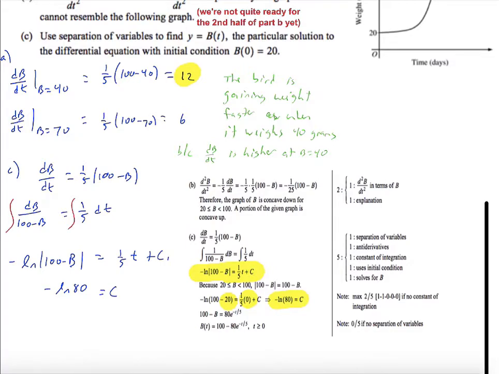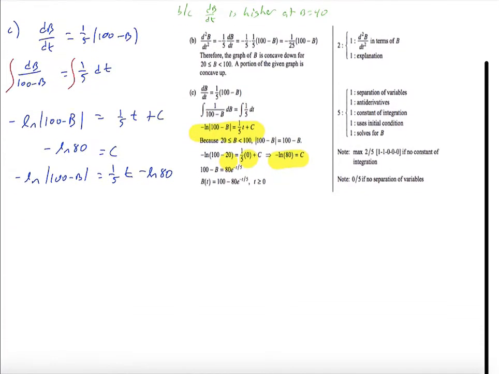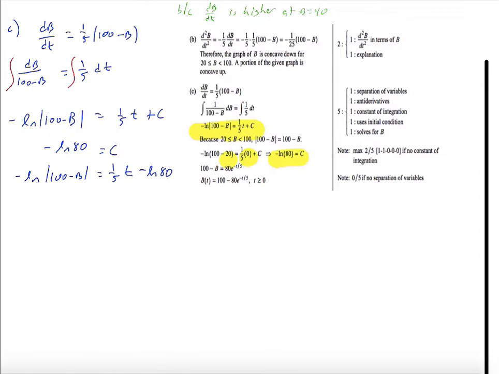That's really my c. I had called it c1, but I never actually changed it, so I'll just call it c. So then we can write that in here. Negative ln of 100 minus b equals 1/5 t minus the ln of 80. And then you can use your properties of logs that you learned in Algebra 2 and Pre-Calc. Move the ln of 80 to the other side. Ln of 80 minus the ln of the absolute value of 100 minus b.